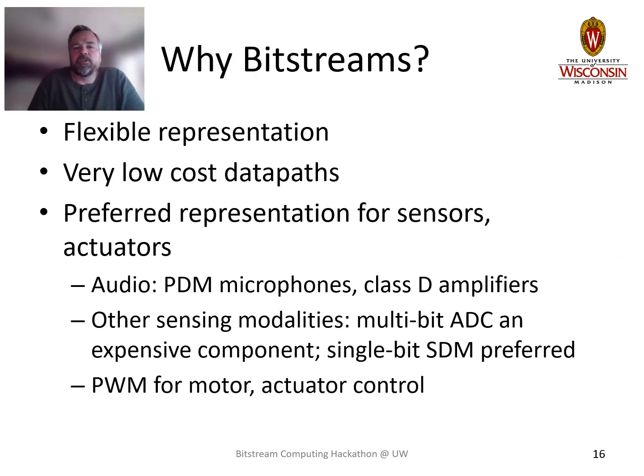So why should we use bit streams for computing? Well, the fundamental advantage they have is that they provide very low-cost data paths that operate on a very flexible representation. Flexible meaning we can extend the length of the bit stream if we want more accuracy, or we can push a very short bit stream through if we can tolerate a lot of error in our output. Also, bit streams fit naturally with existing sensors and actuators in embedded systems. Audio data is often represented using PDM, which is very similar to bit streams, and other sensing modalities are also very close to this and can easily be converted to and from bit streams.